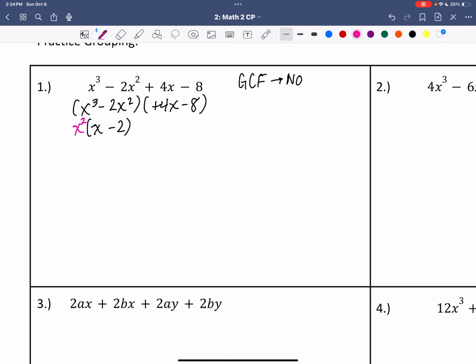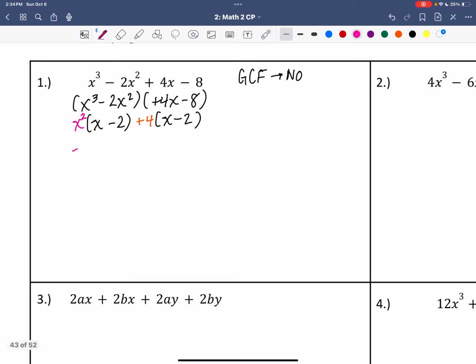There you go. All right, and then here, let's factor out a GCF. So I've got plus 4, and divide each term by 4, and I've got x minus 2. Now that we factored those out, we can put x squared plus 4, and that's going to be one factor. And then your other factor is just whatever is the same here. And then that's it. That's how you would factor that out.